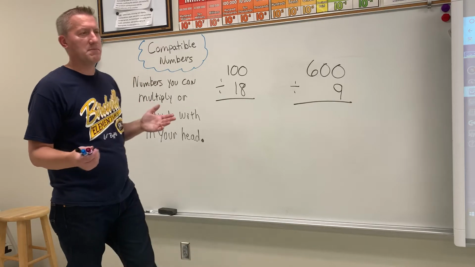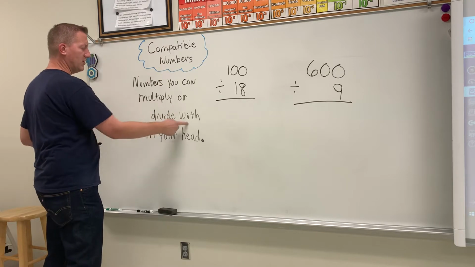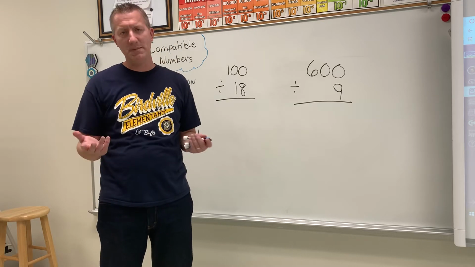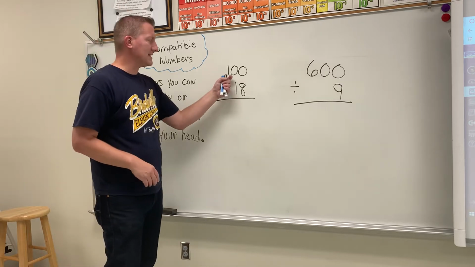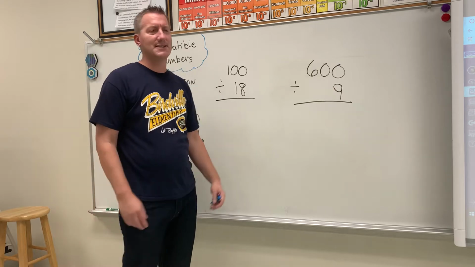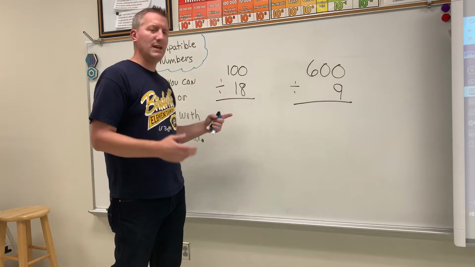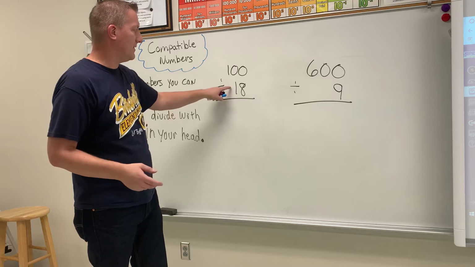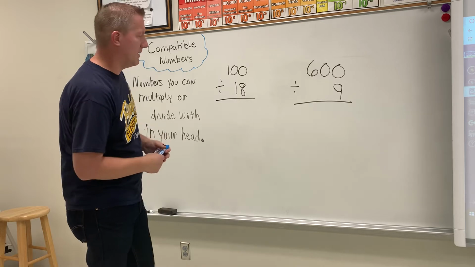Compatible numbers. Compatible numbers are numbers you can multiply or divide with in your head. Let me give you an example. I think if I give you an example, it'll kind of make a little more sense. Let's say I was dividing 100 divided by 18, and say I didn't have a calculator and I wanted a good estimate on what the answer was. I didn't need an exact answer, but I needed approximately what it was.